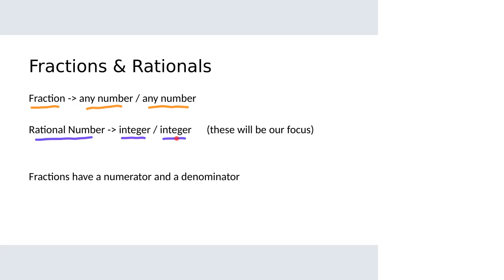So, for example, a rational number is something like 2/3 or -4/7, something like that, where we have an integer over an integer. I mentioned that a fraction is any number over any number, and you might be thinking, well, what would be a number that's not rational?